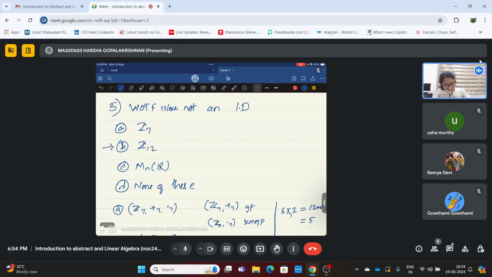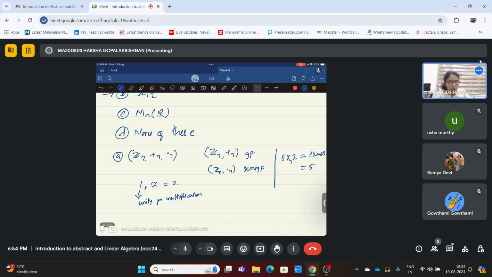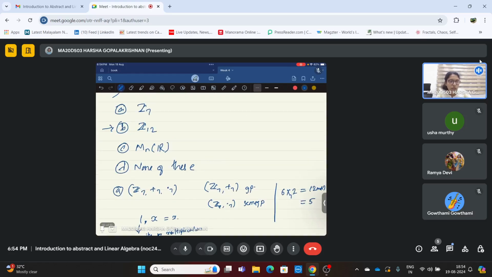So whatever we have done here for group, semi-group, unity, commutativity of multiplication, everything similarly holds for set 12 also. So in both this case we will do together for set 7 and set 12 whether does it have a 0 divisor or not. Okay.